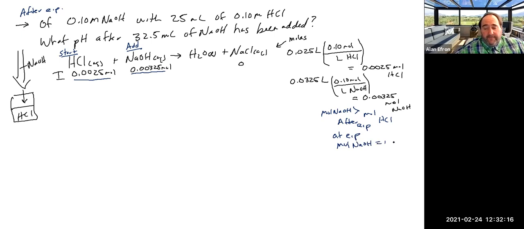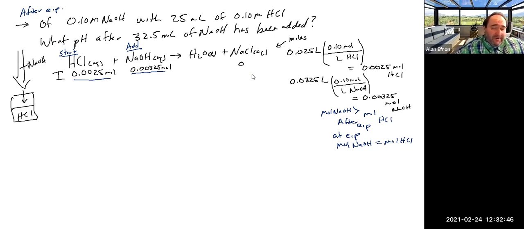So A, they're not equal, which means we're not at the equivalence point. And B, what I'm adding is more than what I started with, which tells me I am past the equivalence point. The opposite would be true: if what you're adding is less than what you started with, you would be before the equivalence point. So there's a lot of good information you can get from this ICE table. Any questions on that?